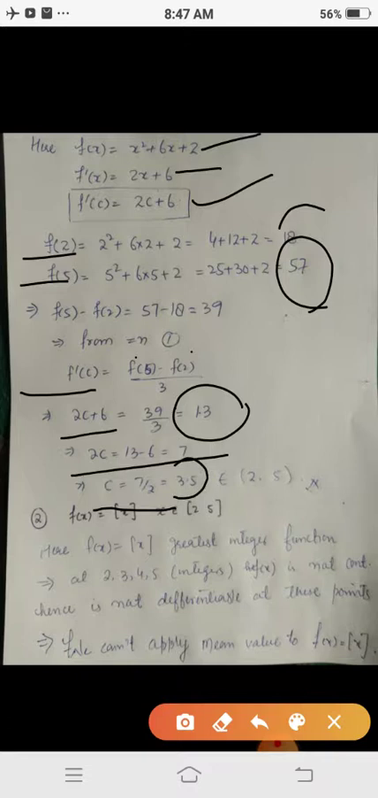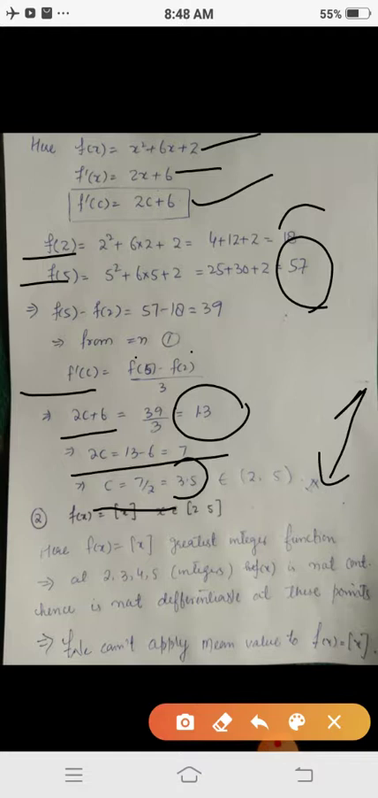Here this 3.5 lies in the interval (2, 5). So this means that there exists a point c between 2 and 5 such that f'(c) = (f(5) - f(2)) / (5 - 2). So in this case the mean value theorem is applicable. Hence there exists a point c within the interval such that f'(c) = (f(5) - f(2)) / (5 - 2).